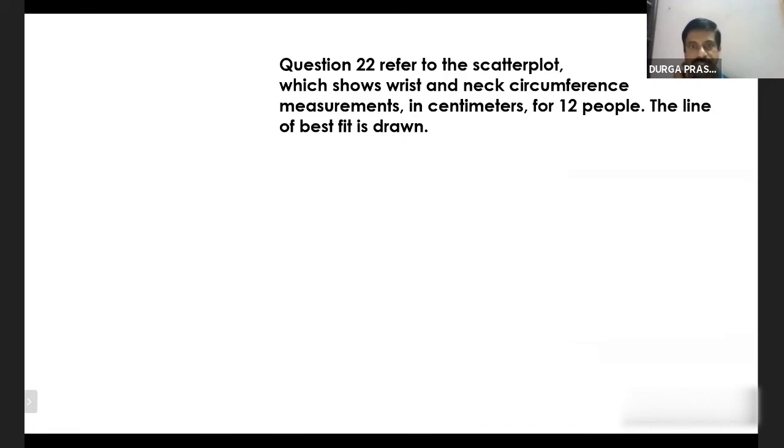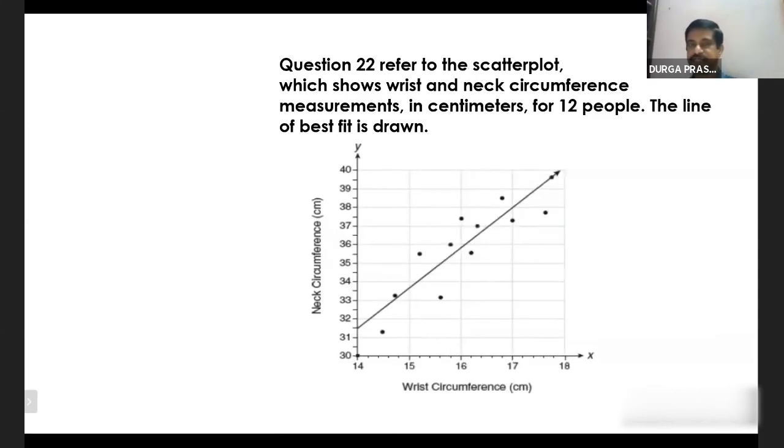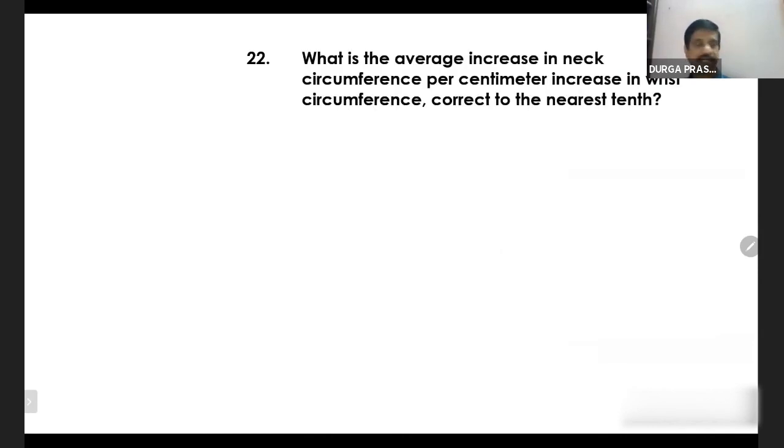Question 22: refer to the scatter plot which shows wrist and neck circumference measurements in centimeters for 12 people. The line of best fit is drawn. It is the same graph which we have discussed. But in the previous question, 21, we were talking about the circumference of the neck. But in this, we are talking about wrist and neck circumference measurements in centimeters. Then the question we should see. In the previous case, we talked about differences between neck circumferences. But now, I don't know if he's asking about the wrist. Let us see what he is asking.